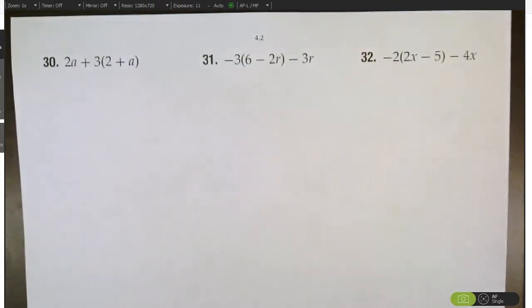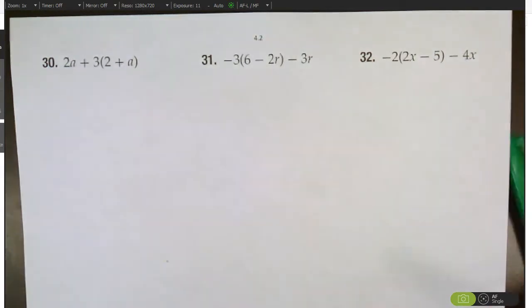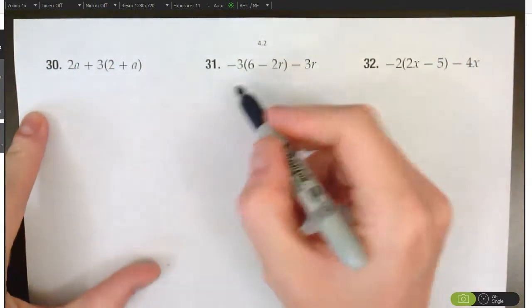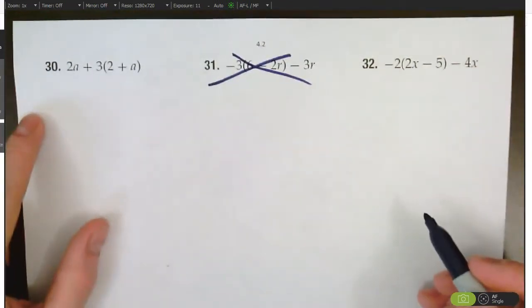Okay, so here we go. Here are a few examples from the homework from section 4.2. So we're simplifying expressions after having done the distributive property. So the first thing to do is to distribute if you need to.